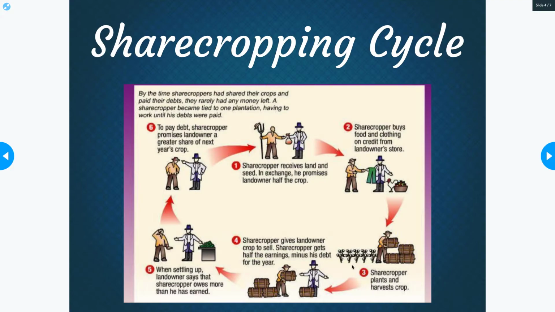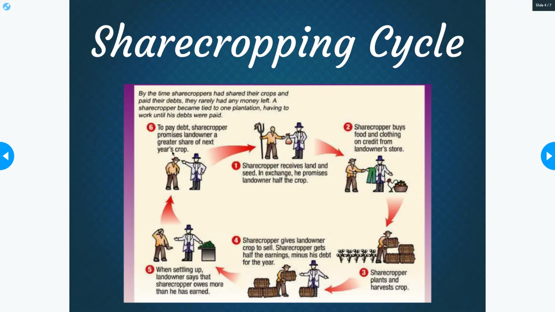So the slave is doing all the work here. Number four, the sharecropper gives the landowner the crop to sell. The sharecropper gets half the earnings minus his debt for the year. So you get half, but then I'm going to take out everything that you bought on credit. Number five, when settling up, the landowner says that the sharecropper owes more than he has earned. So back here in step two, they actually borrowed more than they earned from step four.